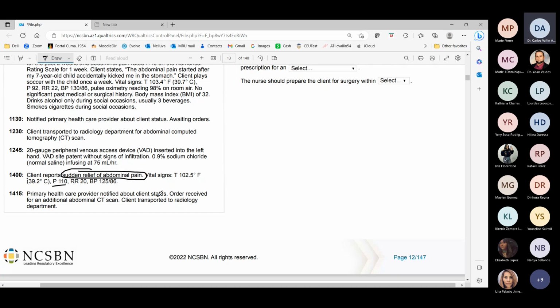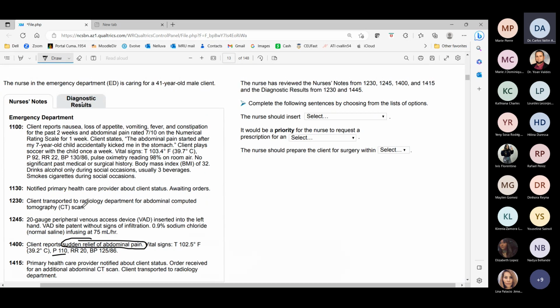Primary care provider notified and ordered a new CT scan. Client transported to X-ray to do another CT scan.